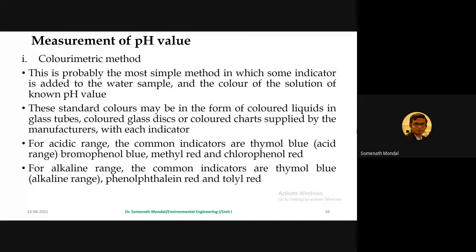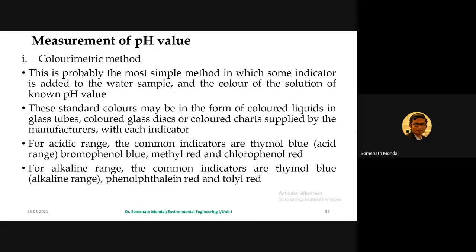The first one is the colorimetric method. This is probably the simplest method, in which some indicator is added to the water sample and the color of the solution is compared with standards of known pH value. These standard colors may be in the form of colored liquids in glass tubes, or colored glass discs, or colored charts supplied by the manufacturers with each indicator.